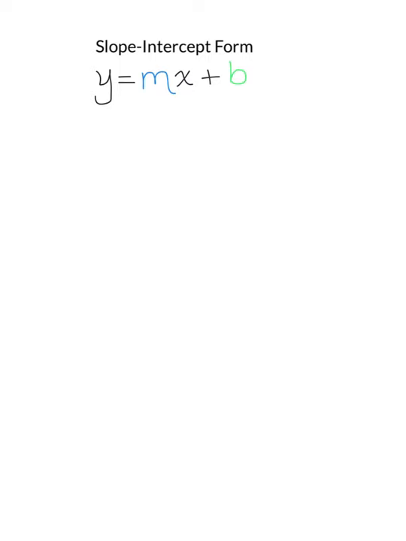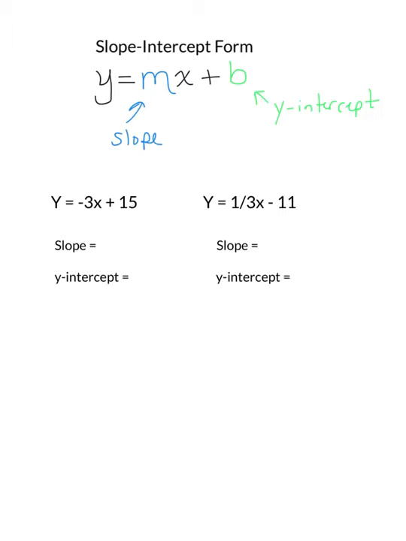When the equation is written with the y by itself, some number in front of the x, plus or minus another number, that's called slope-intercept form. I wrote the m in blue, that's my slope. B is my y-intercept. So here are 2 equations that look like y equals mx plus b. They're asking me to find the slope and the y-intercept of each.